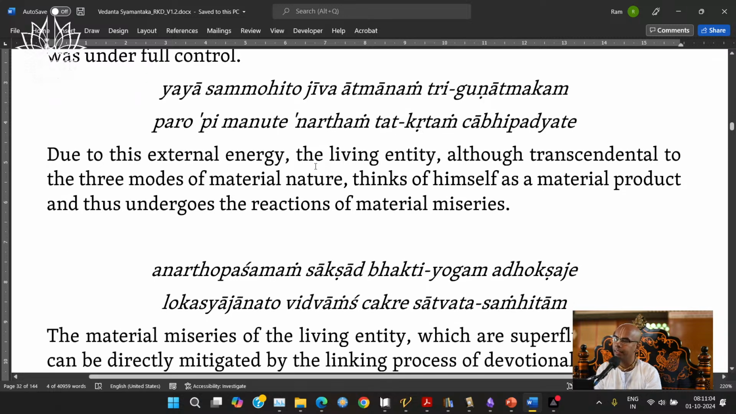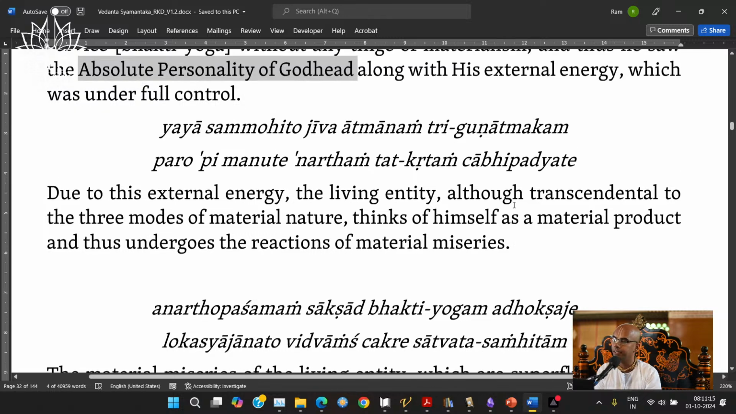Due to this external energy, the living entity, although transcendental to the three modes of material nature, thinks of himself as a material product and thus undergoes the reactions of material miseries.